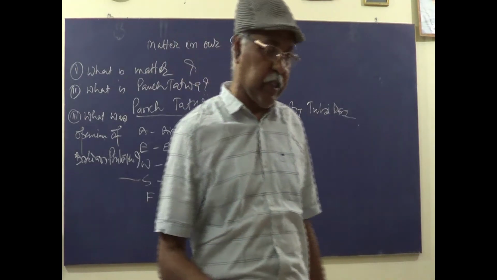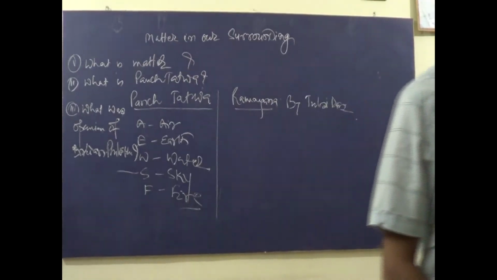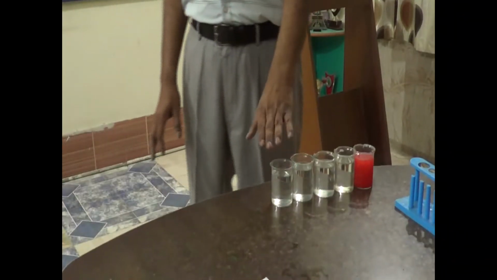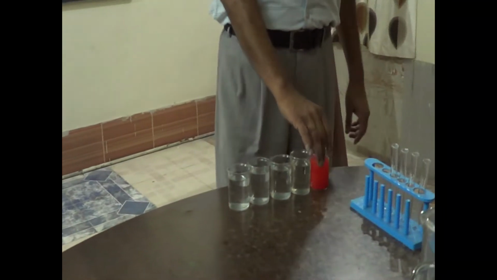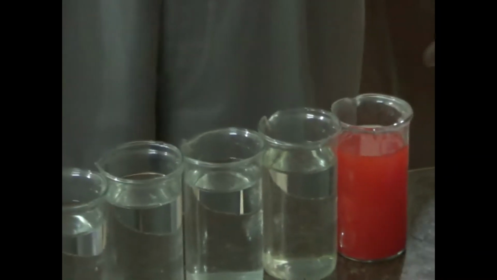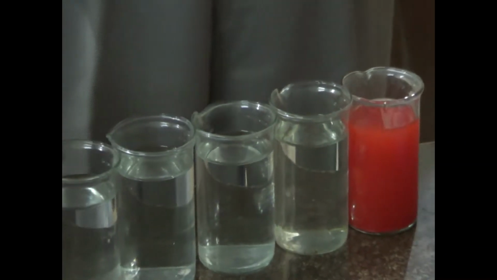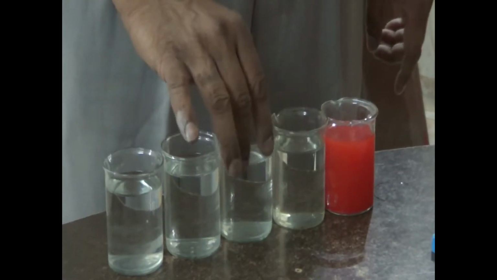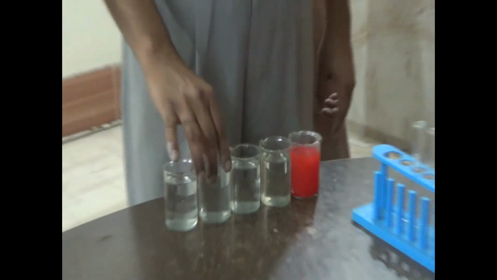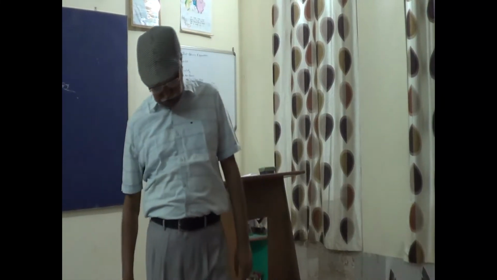Now see one activity. I am taking 5 beakers. In one beaker I have added potassium permanganate. These are the 5 beakers we have, with an equal amount of water in each. One has potassium permanganate solution.